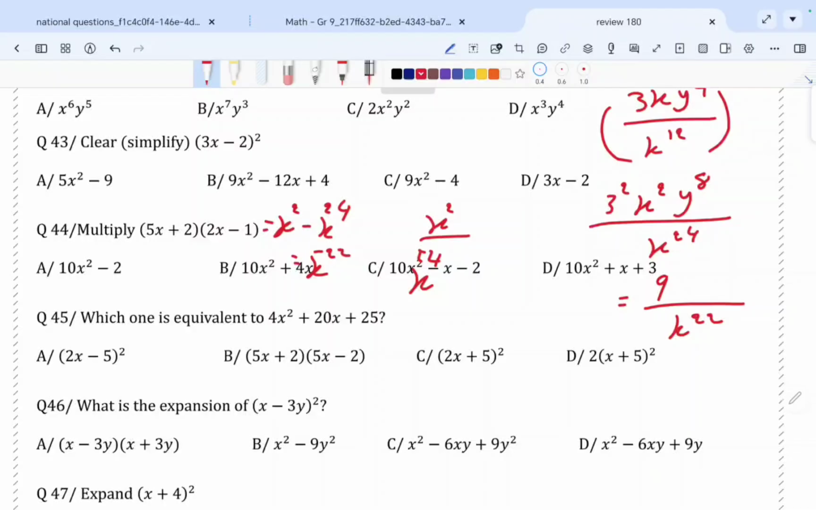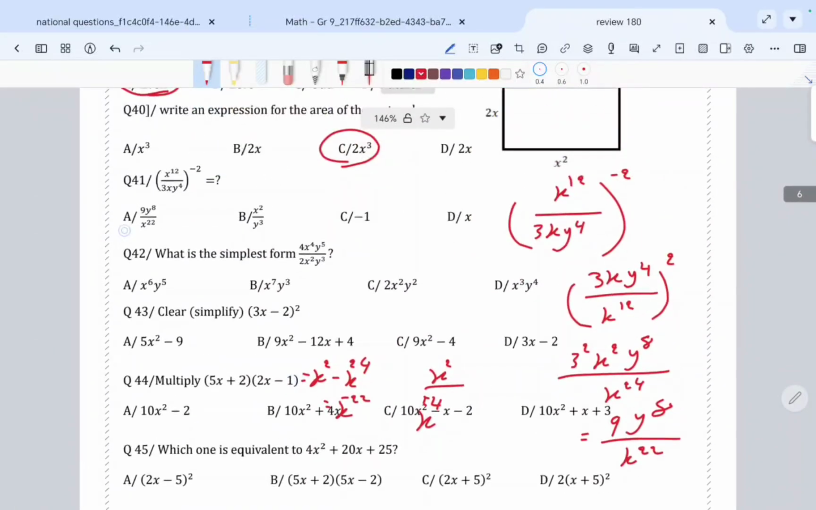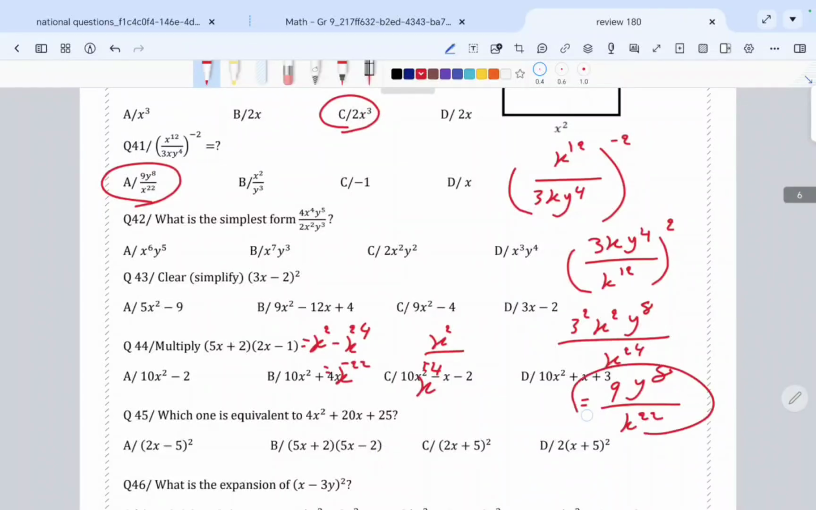Then on the top we have 9y power 8. So which one is correct? Here's the correct answer.